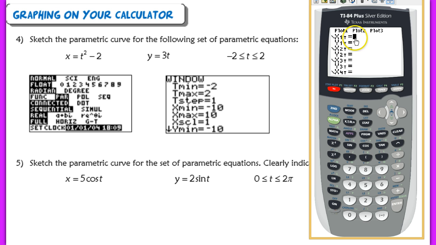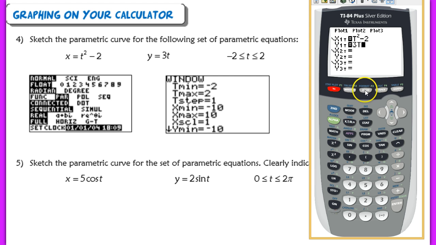Now I've already typed in our variable t. To type in t, you don't have to hit alpha t or anything. You're actually just going to hit our variable button right next to that X,T,theta,n button. If you just type t, you get a t. So now I'm going to square that and then subtract 2. So I have t squared minus 2, that's what x is equal to, and y is defined as 3t, so 3 times t.